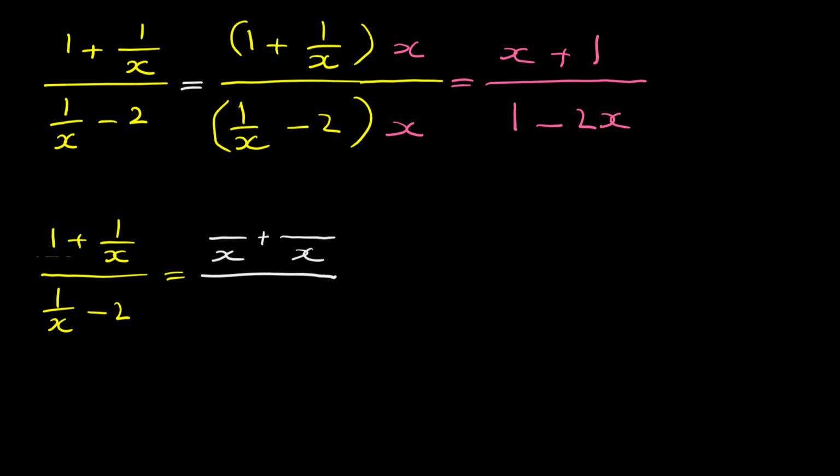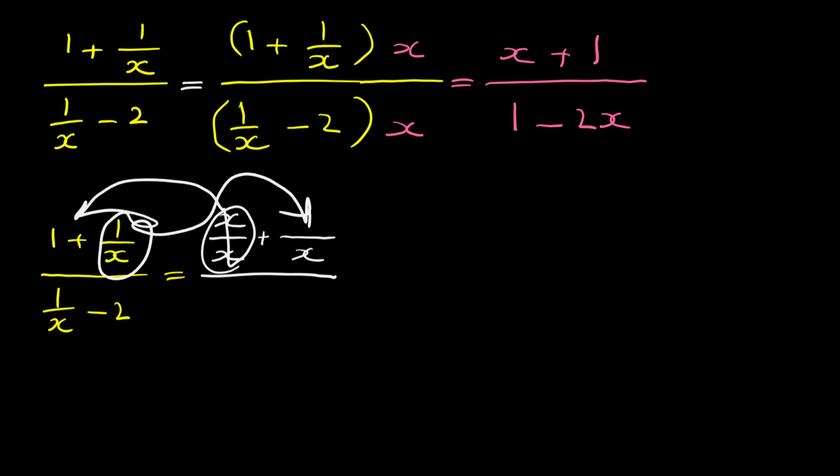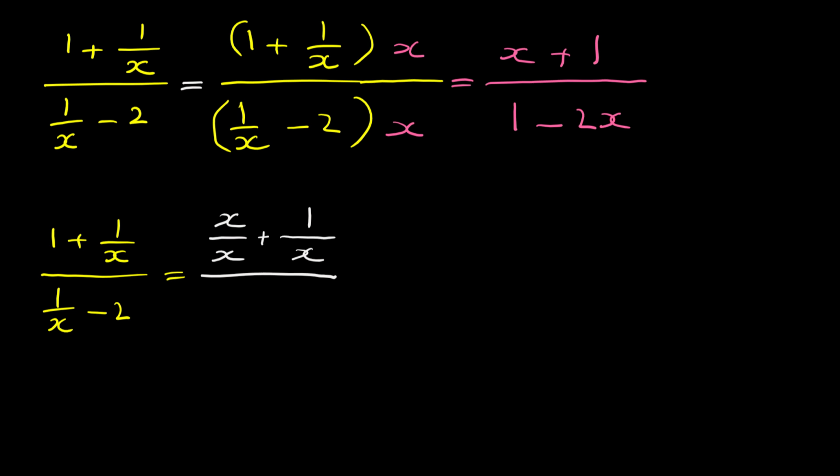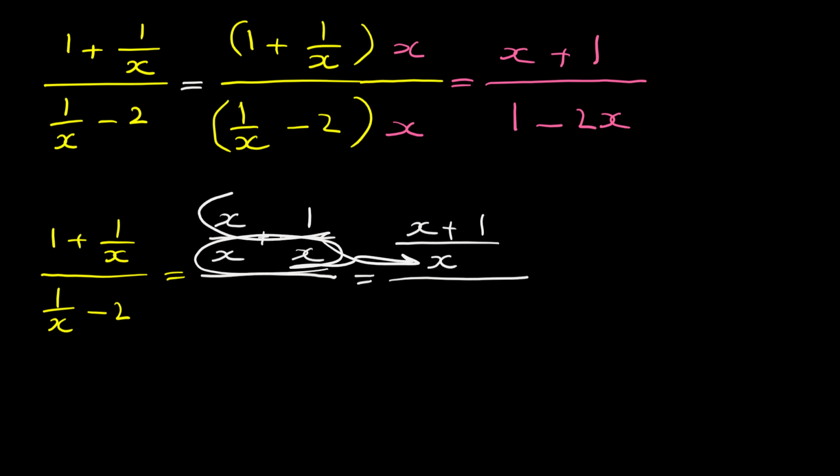So we have x over x. Attention, x over x is 1, and we want to have 1 plus 1 over x. So x over x is 1, and 1 over x is the second. Now the denominators are the same, so we have x plus 1 over x. We write one denominator and we add the numerators.